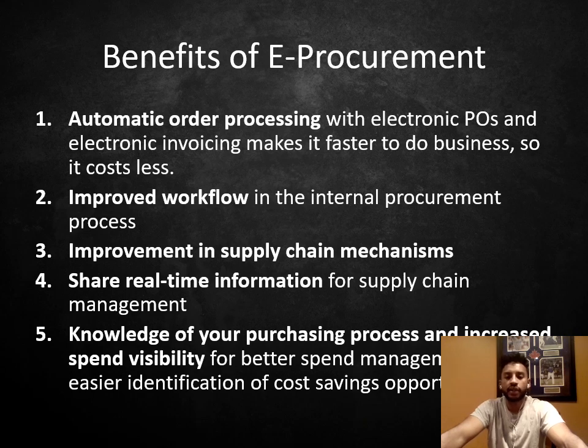Automatic order processing with electronic POs and electronic invoicing makes it faster to do business, so it costs less. So we're not the only ones bidding on this project. There's like 10 other guys who are bidding on this project. Whoever has the lowest pricing are the ones that these companies go and target. And then once they target these companies, they see if they meet all the criteria, if they're actually quoting for every single thing that is needed. And once they figure that out, then they go and ask, hey, can we have a meeting with you? So it makes things a lot faster and it costs less.